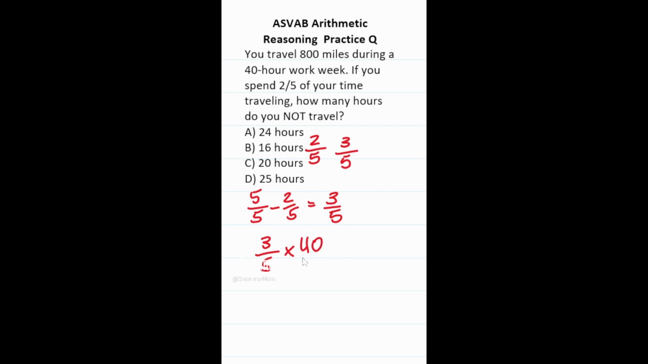Of course, we can place 40 over a 1, which enables us to cross reduce this. 5 goes into 5 one time. 5 goes into 40 8 times. 3 over 1 is just 3. 8 over 1 is just 8. Again, 8 divided by 1 is 8. 3 times 8 is 24. So the correct answer to this one is A. You spend 24 hours of your 40-hour work week, which is 3 fifths of your work week, not traveling.